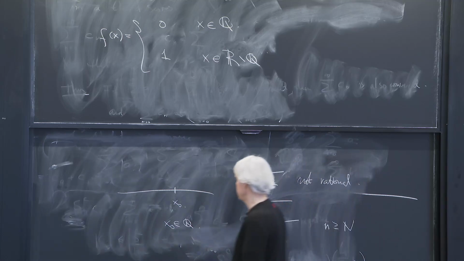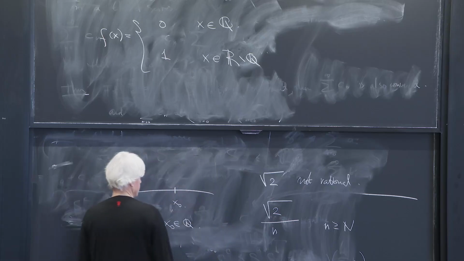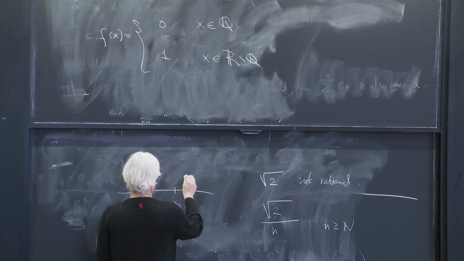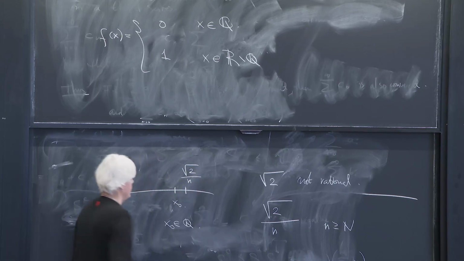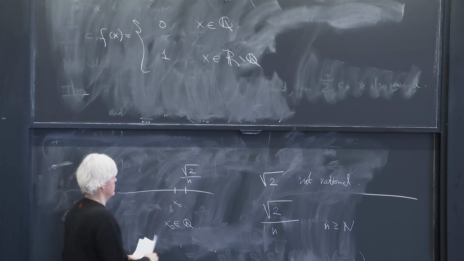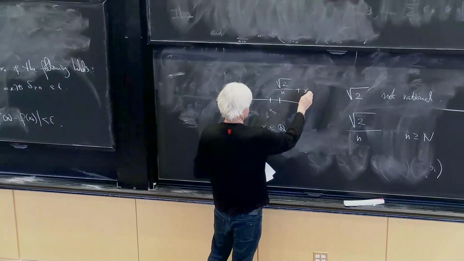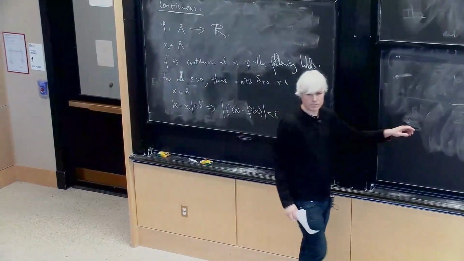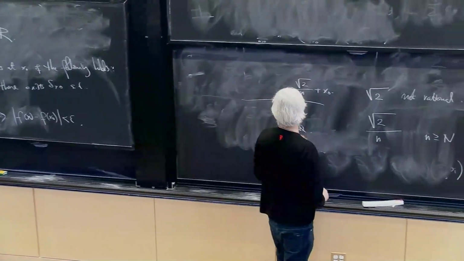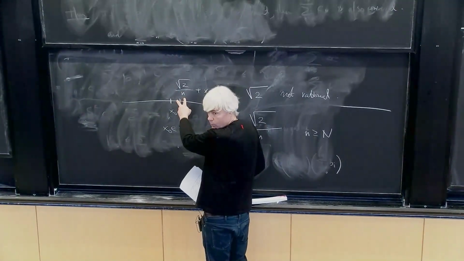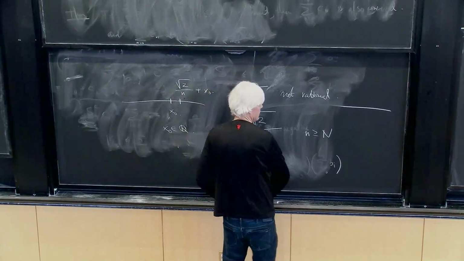So you could look at x0, and you could look at square root of 2 over n for n really large. So this is x0 plus square root of 2 over n. Right? So you could make this really, really close to x0. Right? This thing here would be irrational. And so the value of the function here would be 1. Okay, let's make this a little bit more precise.